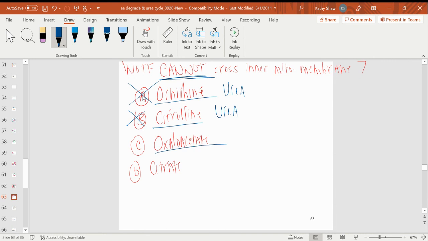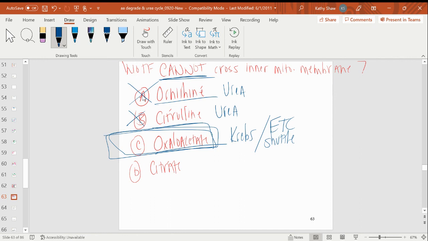Oxaloacetate, where did I see that? Well, I saw it in the Krebs cycle. What was it doing there? Just recycling, so nothing about crossing. Where else did I see it? I saw it in an electron transport shuttle. What was it doing there? Well, what it was doing there really was getting stuck, not crossing. Then that's my one that can't cross.